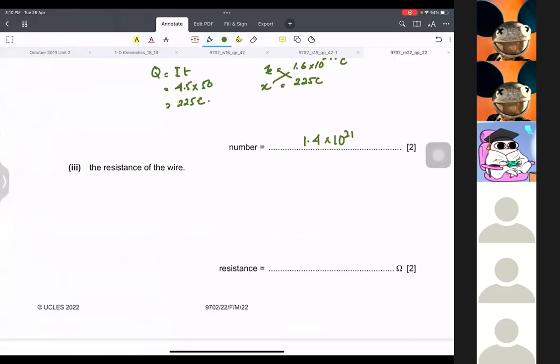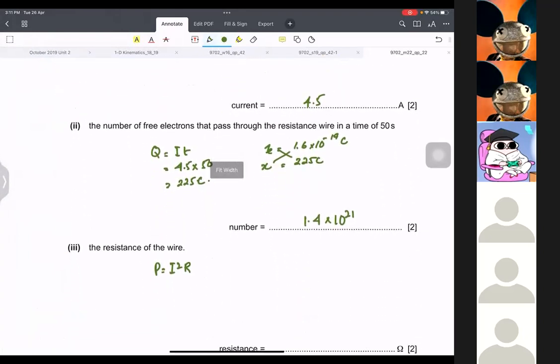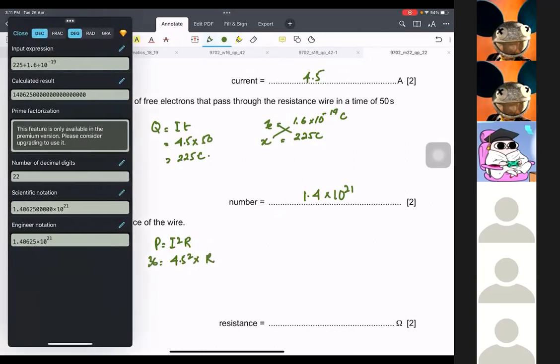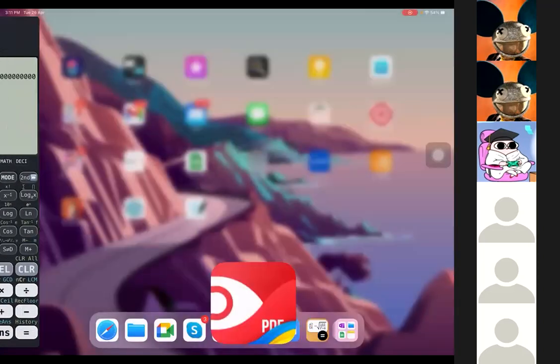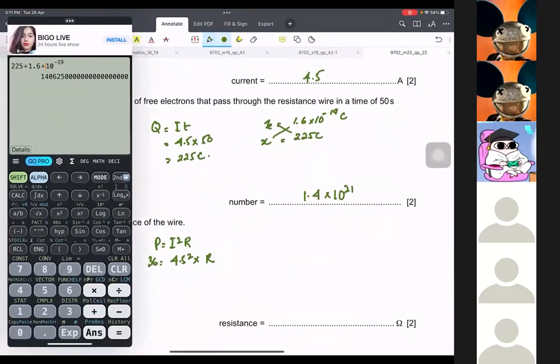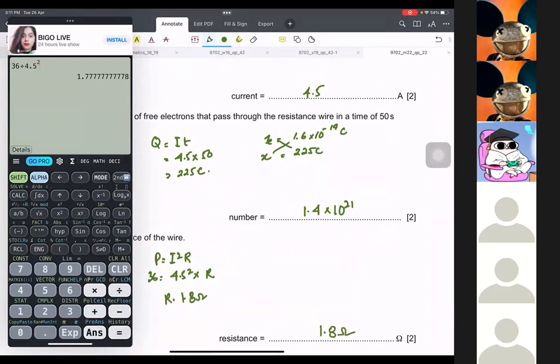Now, the resistance of the wire. Pretty simple. You can use power is equal to I square R. Power is 36, R. In case you miss one part, you can still do it with the other values. So don't panic. That would be 1.8 ohms. Okay.